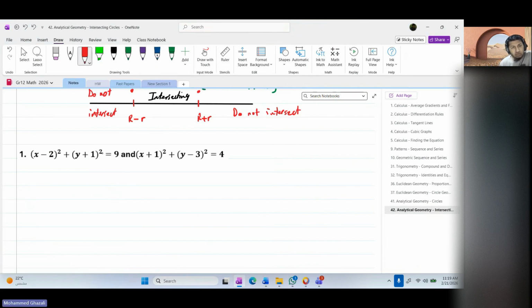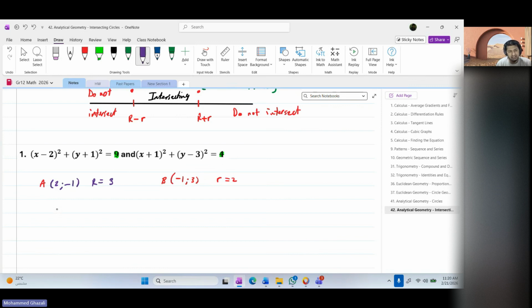Right. So we have x minus 2 all squared. So we can see this is the bigger circle because it has a bigger radius, and there's a smaller circle. So you take capital R and small r. We can see the center is 2 and -1, and capital R is 3. Over here, let's call it A and B. B is -1 and 3, and small r is 2. Right, so now we have A and we have B.